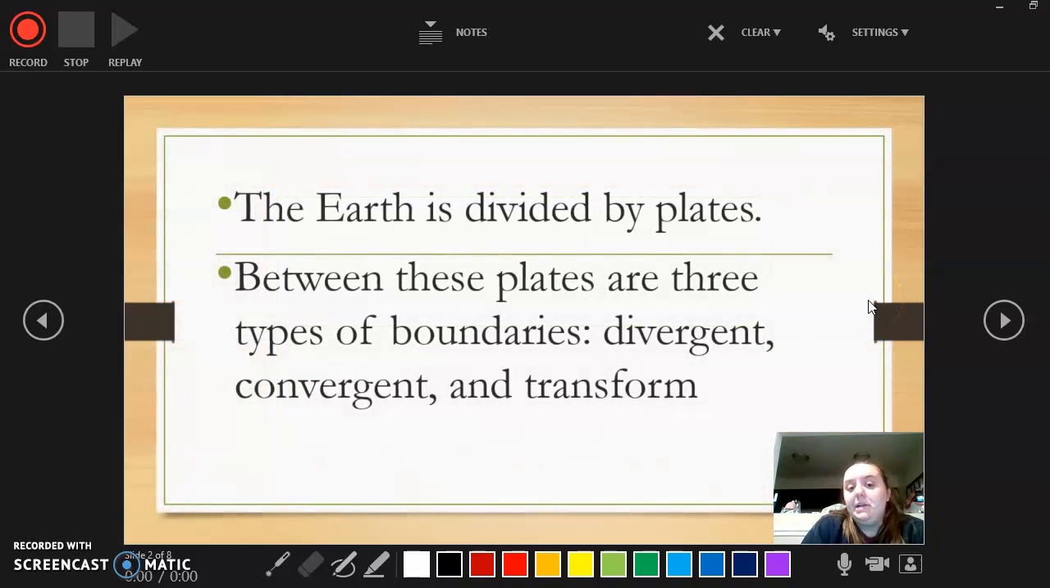The Earth is divided by plates. Between these plates are three types of boundaries: divergent, convergent, and transform.